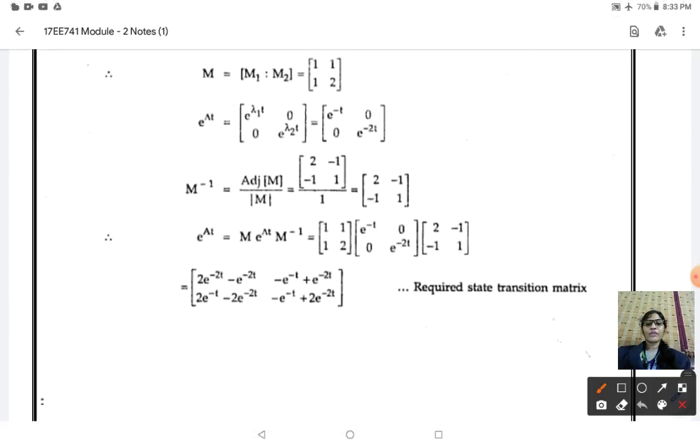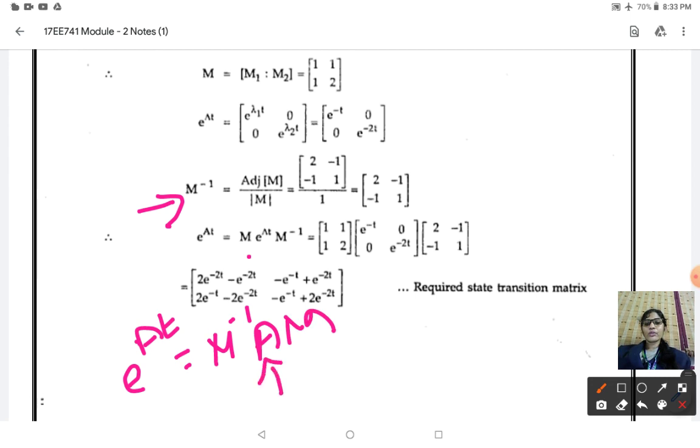Find out M inverse, and you know very well how to identify the value of M inverse. Here e to the power of At is equal to M e to the power of new A t into M inverse. So here we need to identify the polynomial, that is your At. So substitute the values over here to identify your required state transition matrix by means of the similarity transformation method.